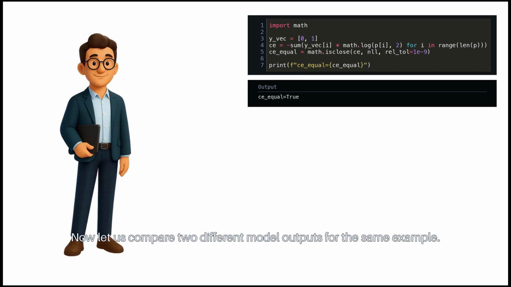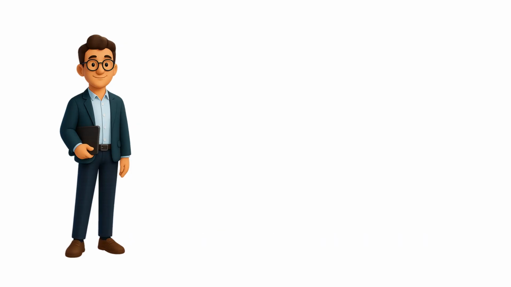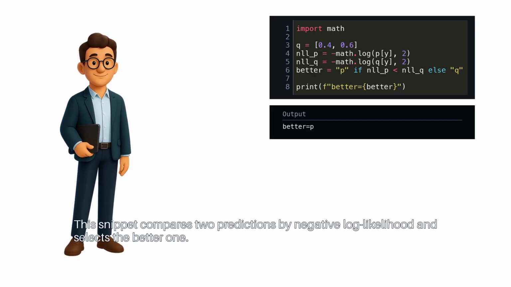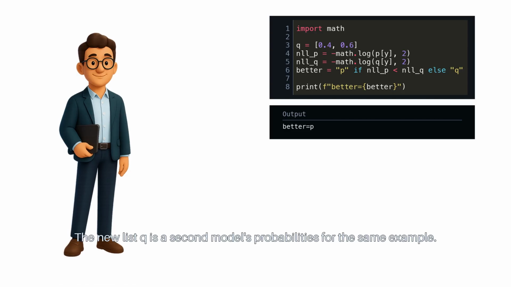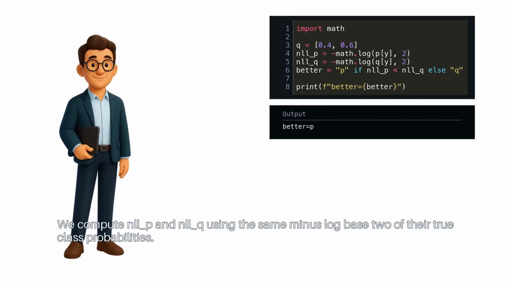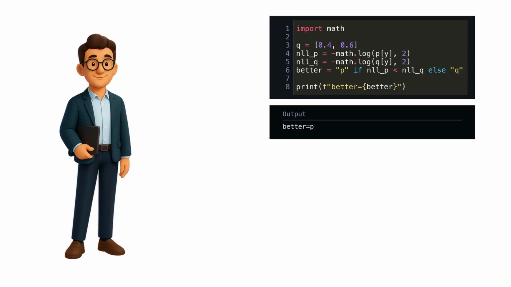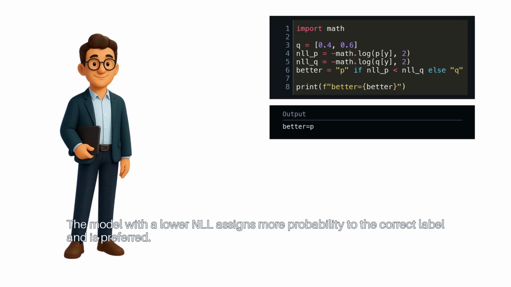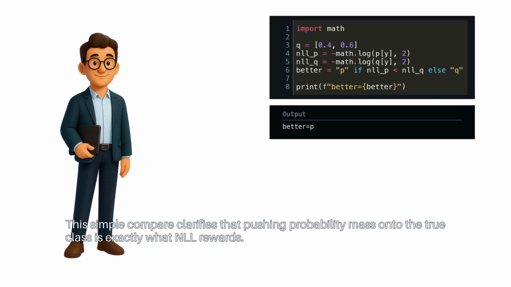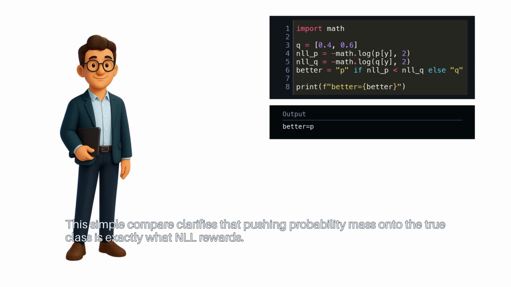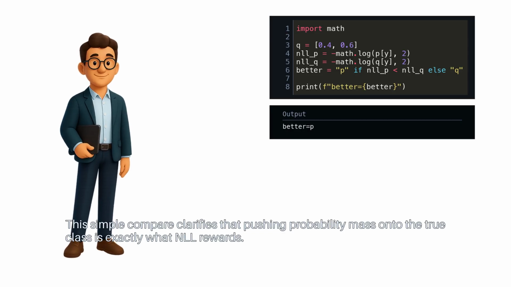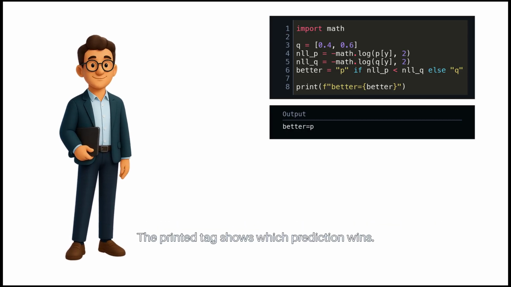Now let us compare two different model outputs for the same example. This snippet compares two predictions by negative log likelihood and selects the better one. The new list Q is a second model's probabilities for the same example. We compute NLLP and NLLQ using the same minus log base 2 of their true class probabilities. The model with a lower NLL assigns more probability to the correct label and is preferred. This simple compare clarifies that pushing probability mass onto the true class is exactly what NLL rewards. The printed tag shows which prediction wins.